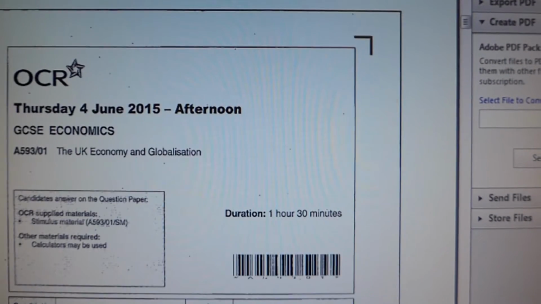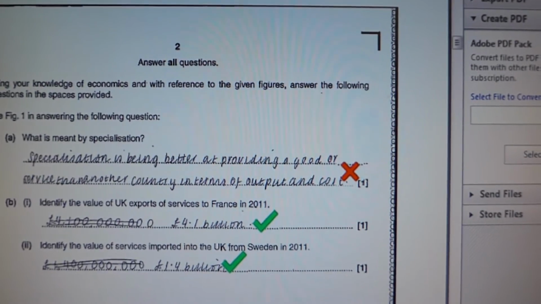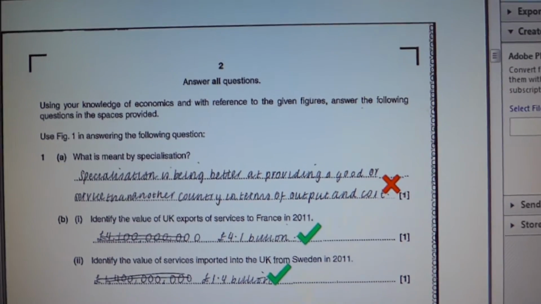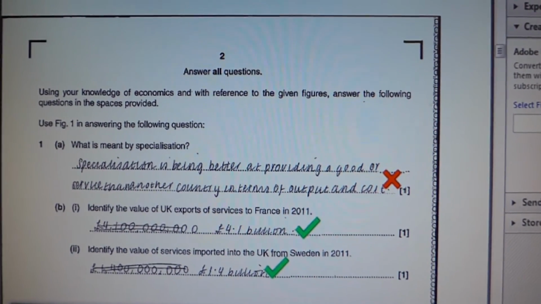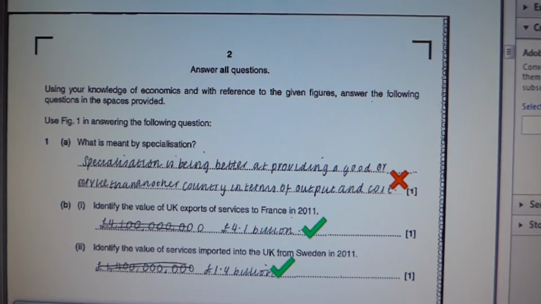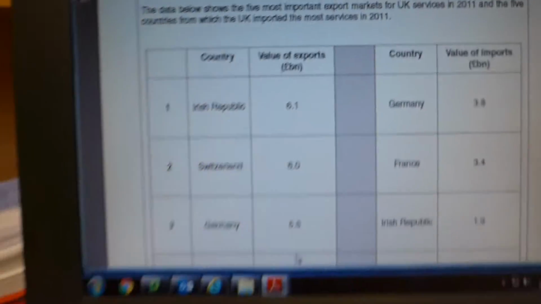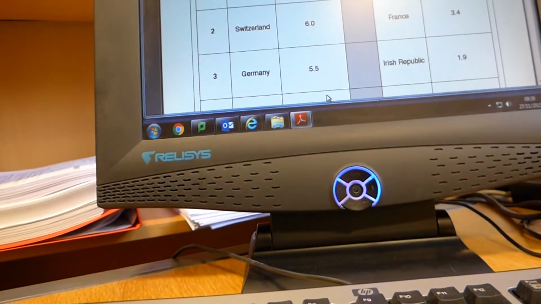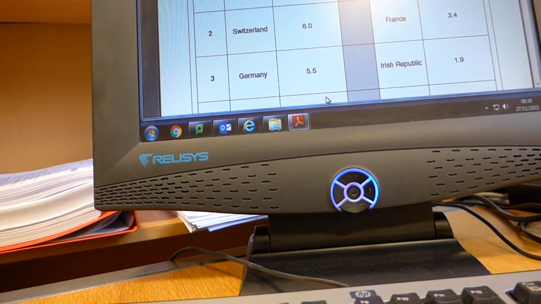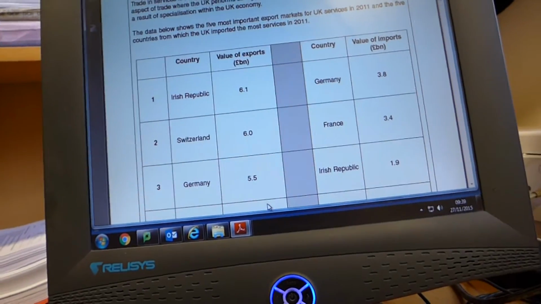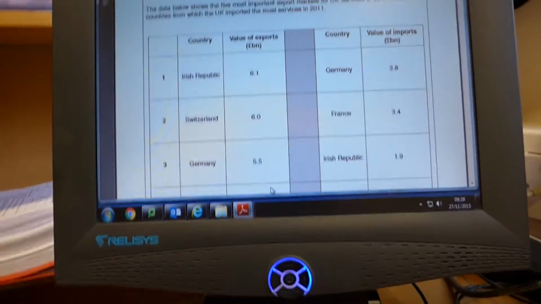So here we have the paper, and let me just sort this out so that we also have the stimulus material in front of us. There we go. Now I'm just going to set a few books up here so that I can sort this out better. Hopefully. Maybe not.